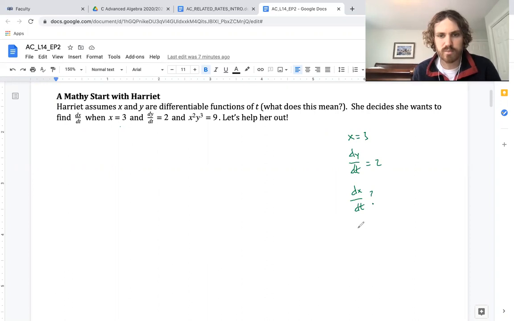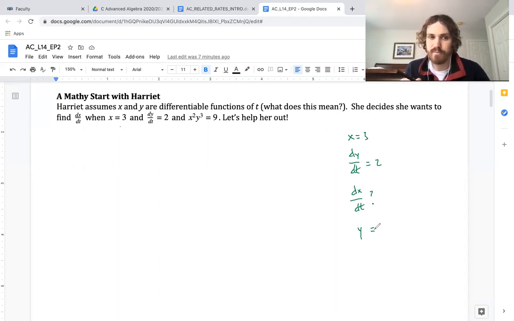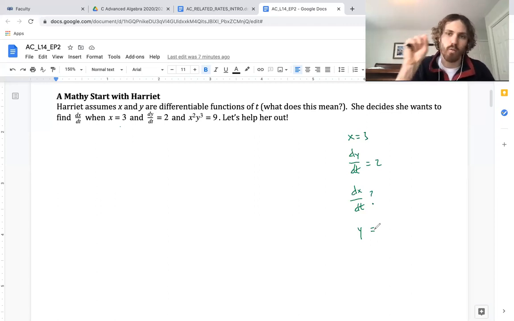We haven't explicitly been given y, but we may be able to find it. So we were given x, we were given dy/dt at a specific time, right? This doesn't mean that it's always 3. It just means we're curious about that one point, and that's really important. And then we're asked to find dx/dt.